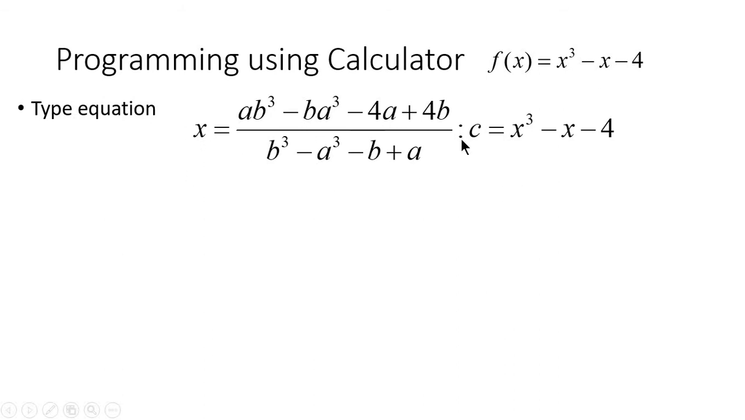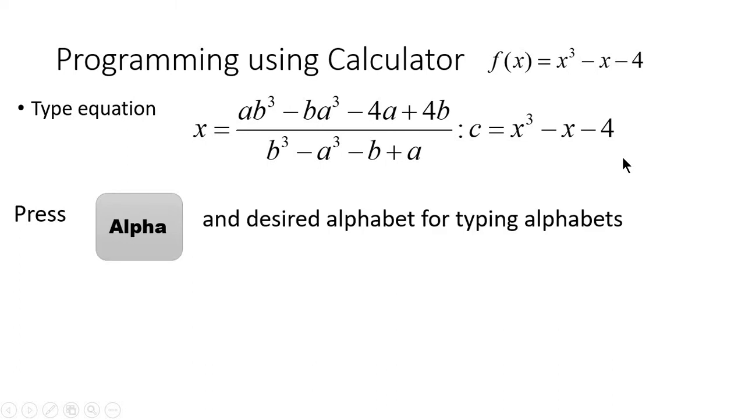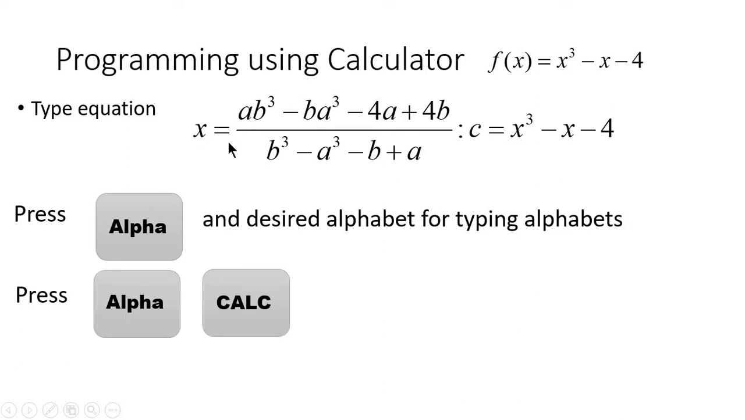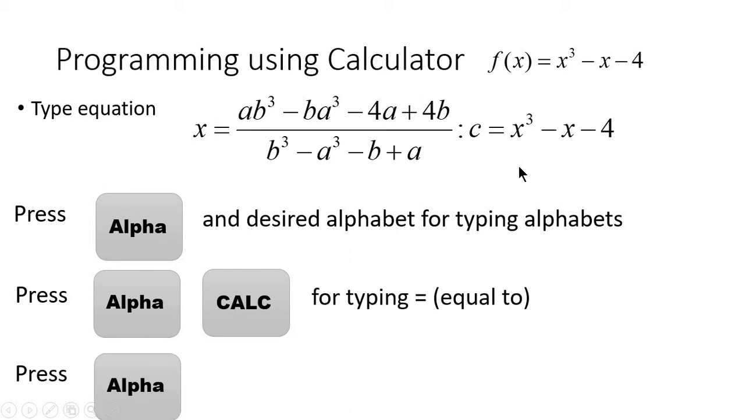x equal to formula colon c equal to our function. Now to type alphabets, press alpha and then the desired alphabet. For typing this equal to, you have to press alpha and then calc. For typing this colon, you have to press alpha and then integral sign.